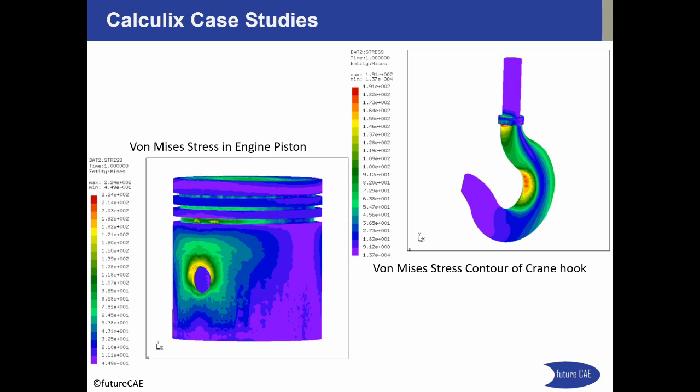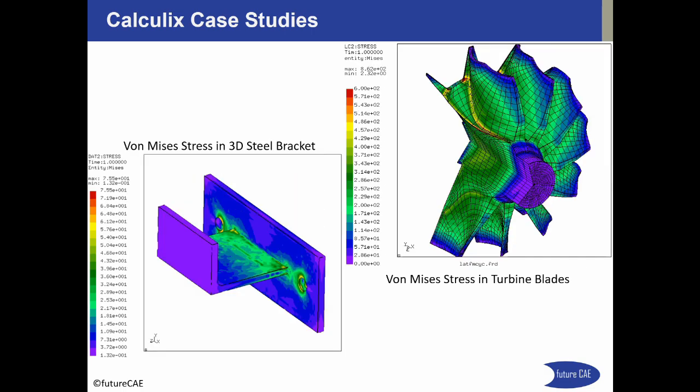Left side image shows the result of von Mises stress in an engine piston for linear static structural analysis of the piston during combustion stroke. Right side image shows von Mises stress contour of a crane hook for linear static structural analysis for lifting loads. Left side image shows the von Mises stress in a 3D steel bracket for static loading. Right side image shows von Mises stress in turbine blades for pressure loading on turbine blades.